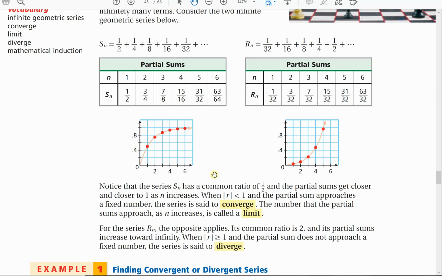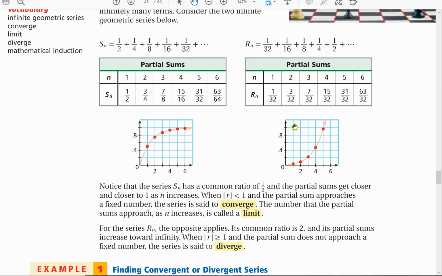In the first one, S sub n, the common ratio is 1/2. We're just multiplying by 1/2 every time. So the partial sum is getting closer and closer to 1, like I said. When your r value, or absolute value of your r value, is less than 1, we say that this series converges. And we actually have what we call a limit. As we get closer and closer to that limit, that becomes the sum of the series. So you can find a sum of an infinite series as long as the ratio is less than 1.